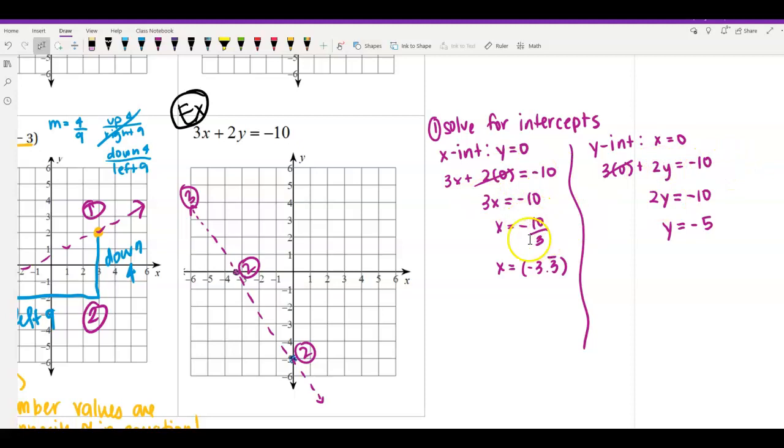Then I'm going to go through and solve for each of those letters. Solve for x over here, solve for y over here. And I get the x value is about -3.3, and the y value is -5. So on the x-axis, I'm going to put a dot at about -3.3, and on the y-axis, I'm going to put a dot at -5, and then I just connect those 2 dots with my line. So again, the hard part there is finding those intercepts, but once you have them, you just put them on the x and y-axis and draw a line between them.